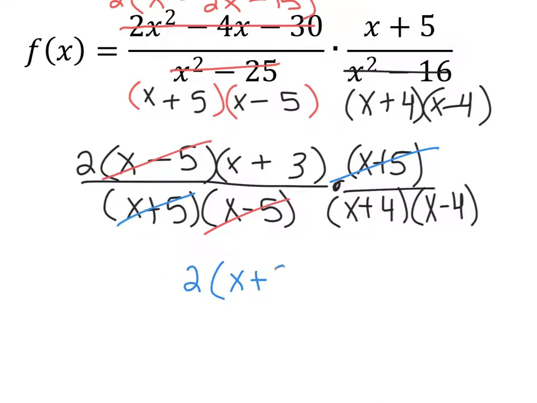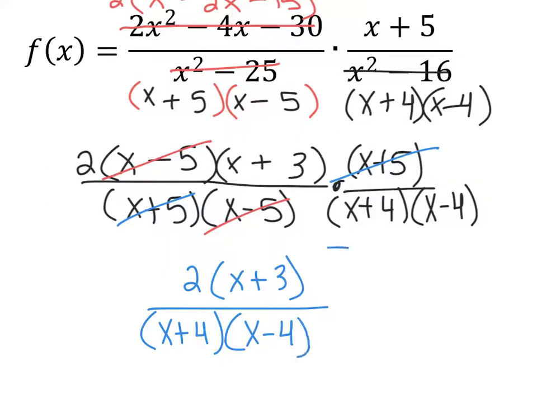So what's left on my numerator? 2 parentheses x plus 3. What's left on my denominator? X plus 4, x minus 4. Okay.